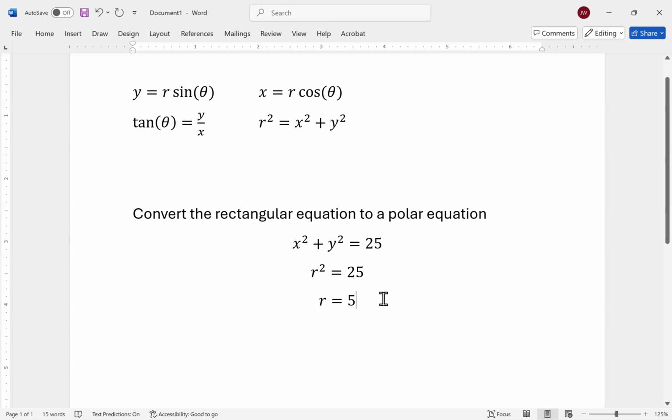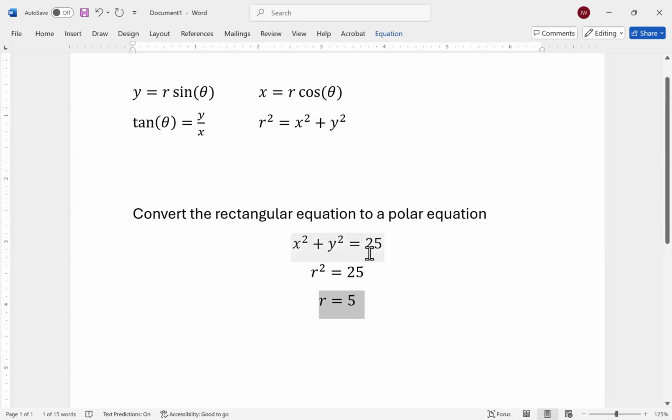R could be -5, but remember, based on how we did our polar coordinates, we can always use positive r values if we want, if we just use a different angle. So if I wanted to use an r of -5, I could use an r of +5 with a different angle. This is my polar equation, r equals 5.